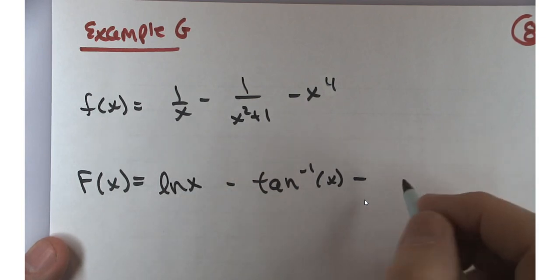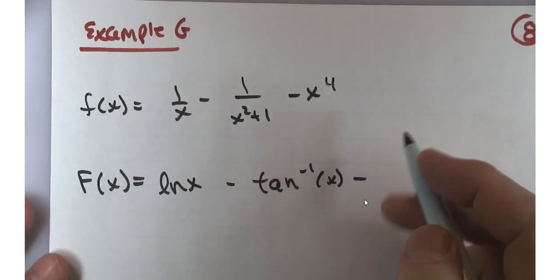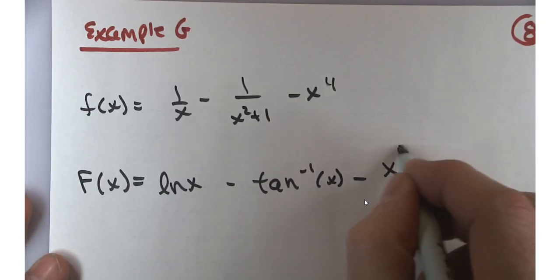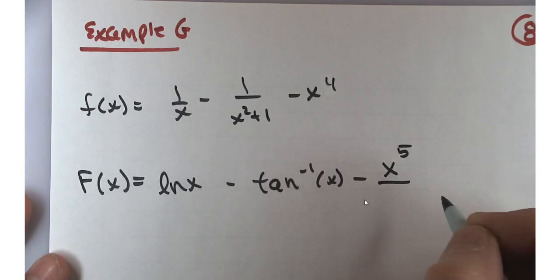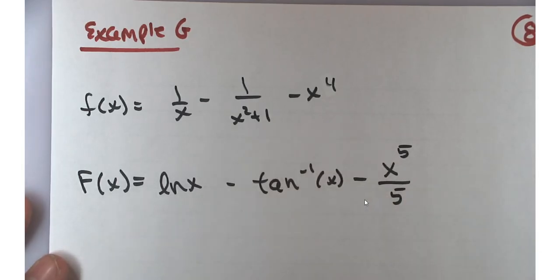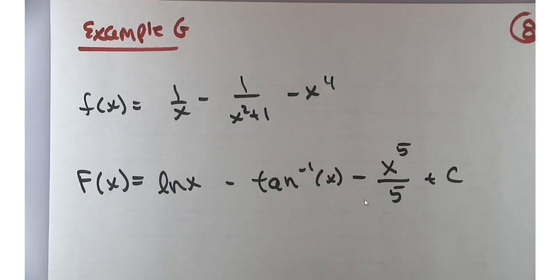And James, how about, what do I differentiate to get x to the 4th? X to the 5th? Keep going. Over 4? Over 5. Over 5. Nice. And what else do I need here to finish up? Plus that constant. Yes. Need that constant in there. Nice. And wow, that's it. That was easy.